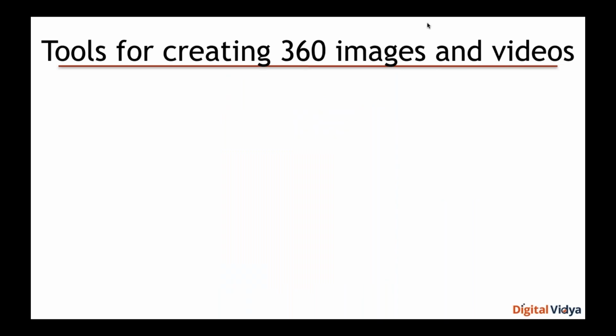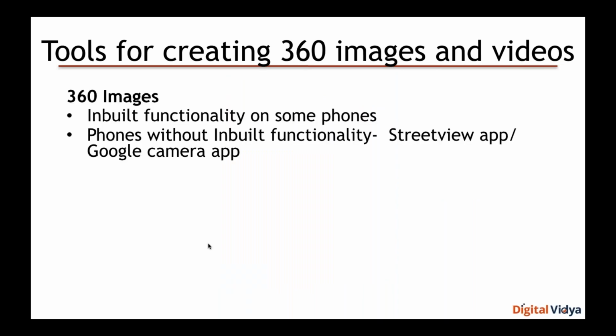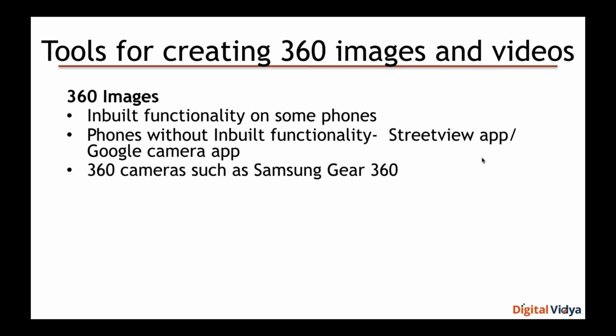So this is how you create 360-degree images. Now tools. How can you create them? Firstly, some phones have inbuilt functionality, I believe, of creating these 360 images. Most of the phones do not have it. In this case, you can use applications like the Street View app or the Google Camera app.